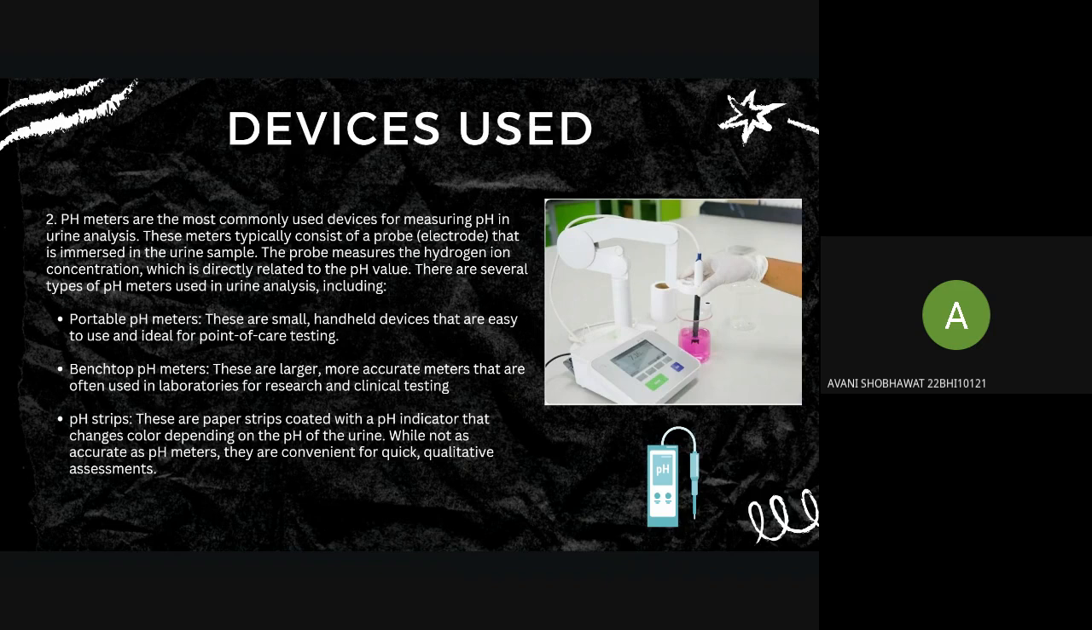Third is pH strips. They are paper strips coated with a pH indicator that changes color depending on the pH of the urine. While not as accurate as pH meters, they are convenient for quick qualitative assessments. Next slide, please.